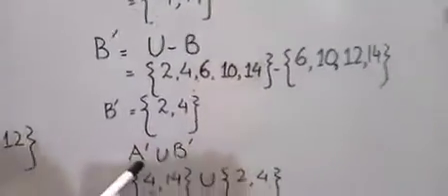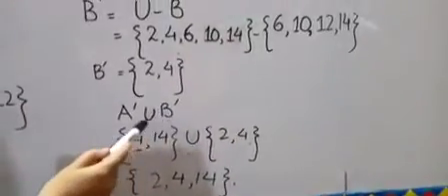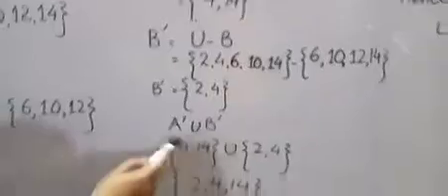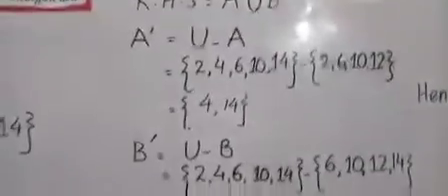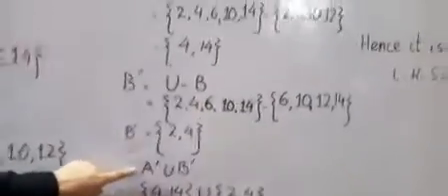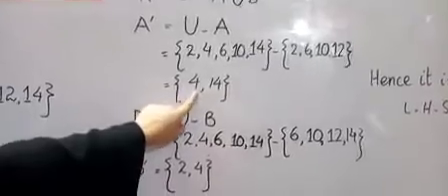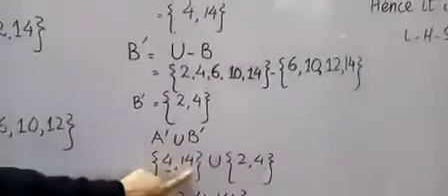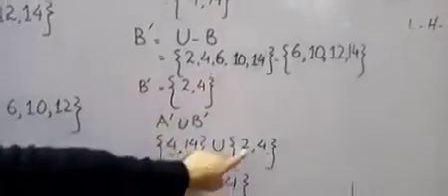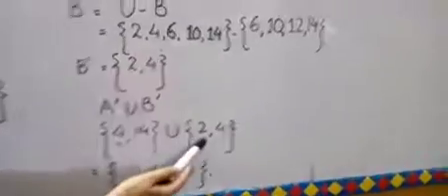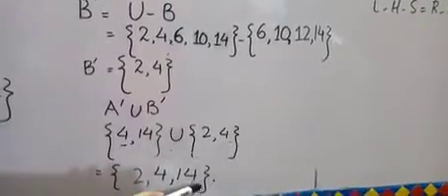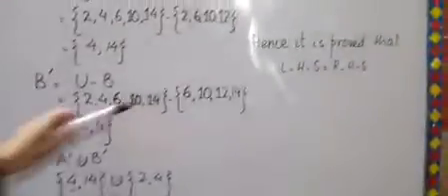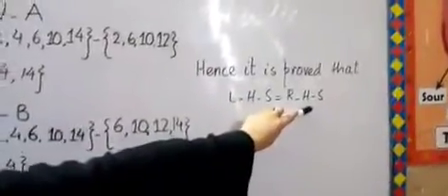After this we will solve A complement union B complement. Union means we will write all the values together. Firstly I will write the values of set A complement, then B complement, then union. What is the answer of A complement? 4 and 14. What is the answer of B complement? 2 and 4. Union means we will write all the values together. So start from the smallest number: 2, 4, 14. So it is proved that left hand side equals right hand side.